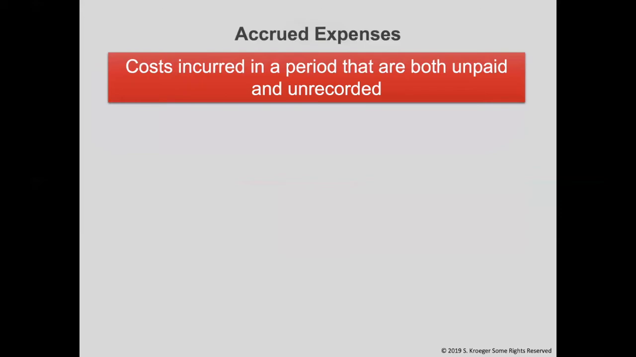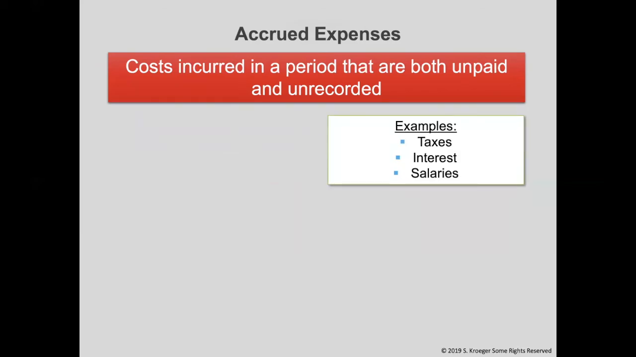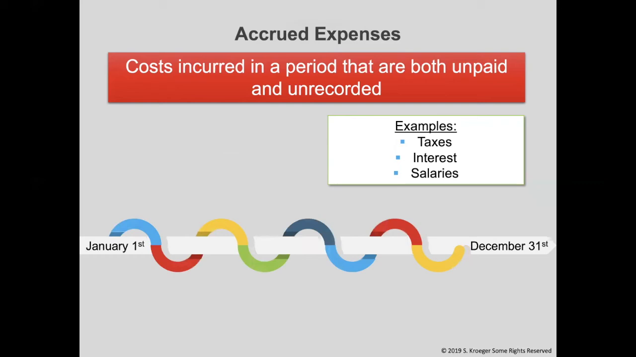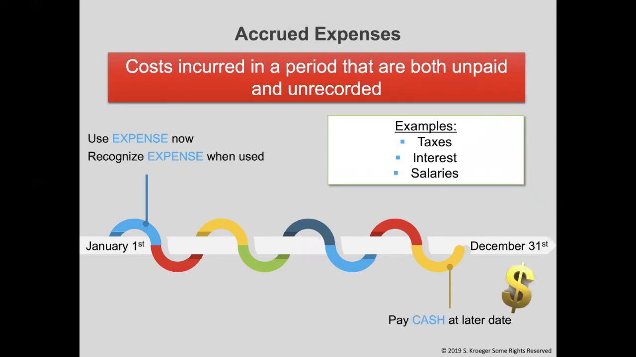The next accrual is accrued expenses. These are costs or expenses incurred that are unpaid. We did this entry last chapter as well. We used an expense and will pay it later. Examples include taxes, interest, and salaries. Here is the exaggerated timeline again. We first use the expense and thus will record the adjusting entry here. Later, we will pay it. Remember, we are concerned with either the revenue or expense entry, not the cash entry.